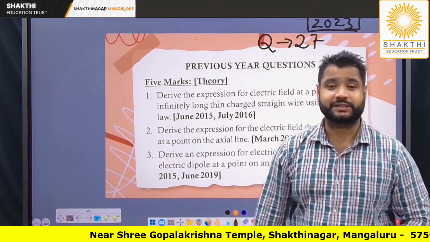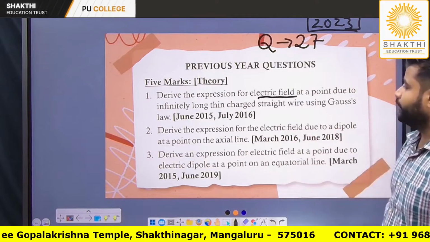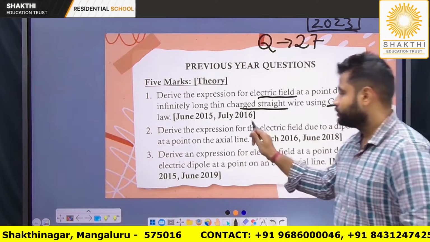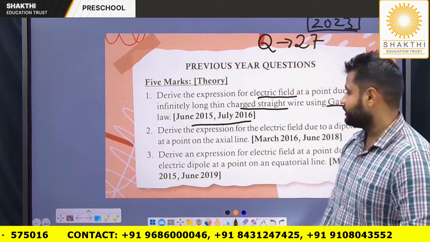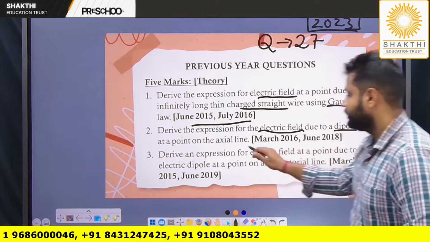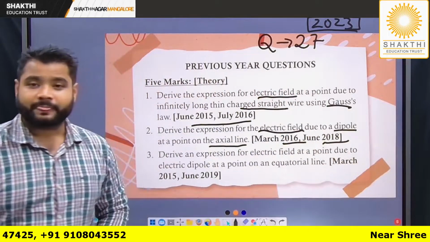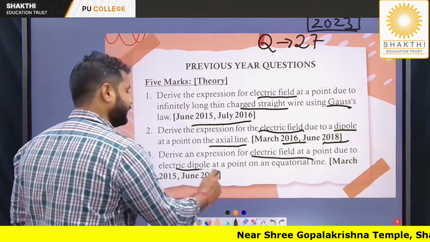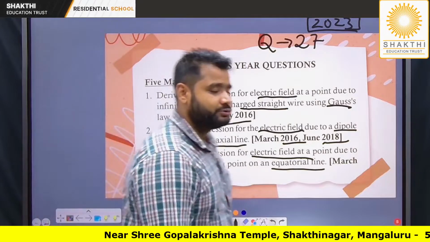So let's focus here. A 5-mark question. Derive the expression for electric field at a point due to an infinitely thin charged straight wire using Gauss law. So you can see 2015 and 2016 July paper. The next question, derive the expression for electric field due to a dipole on the axial line. So you can see March 2016 and 2018. The next question, derive an expression for electric field at a point due to a dipole on an equatorial line. March 2015 and June 2019.